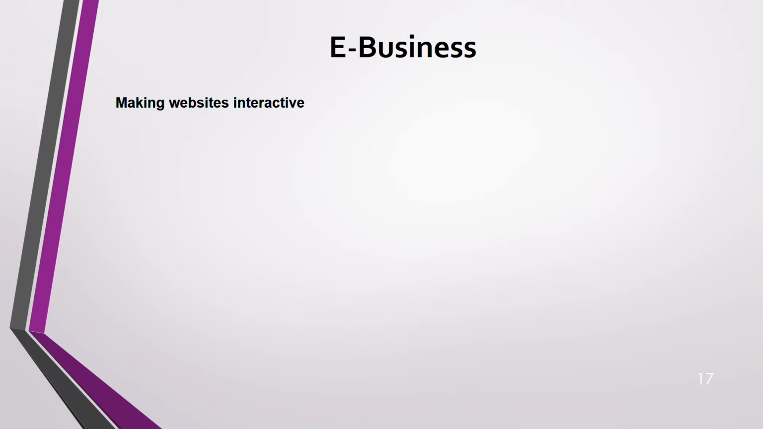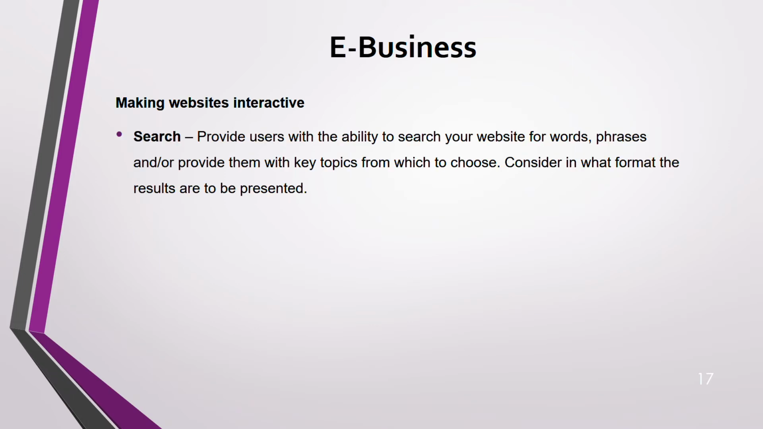Making a website interactive, because we need a website for a business. Now we'll see how you can make a website interactive. First, search. Make sure your website has a search button. People should be able to search for some word, phrase, or key topic. The user should be provided with that ability, and you should consider in what format the results have to be presented.